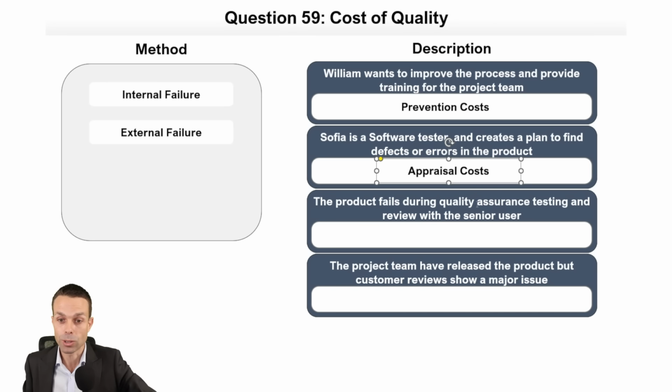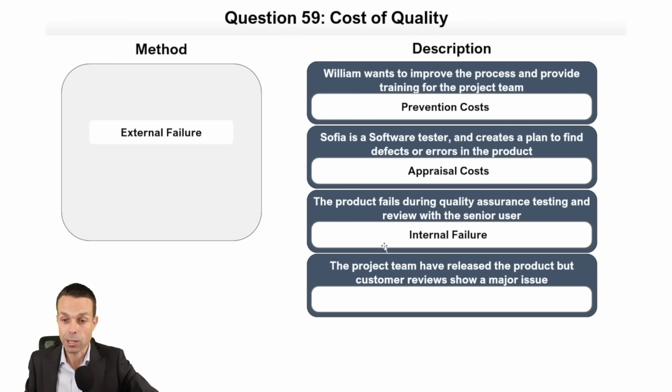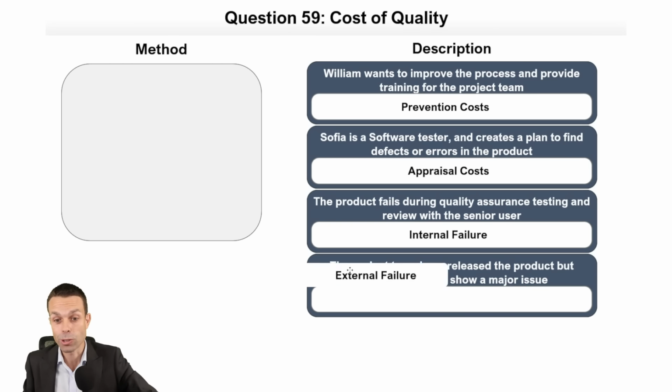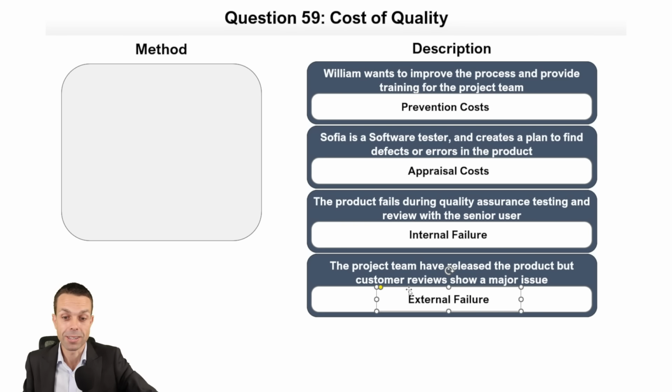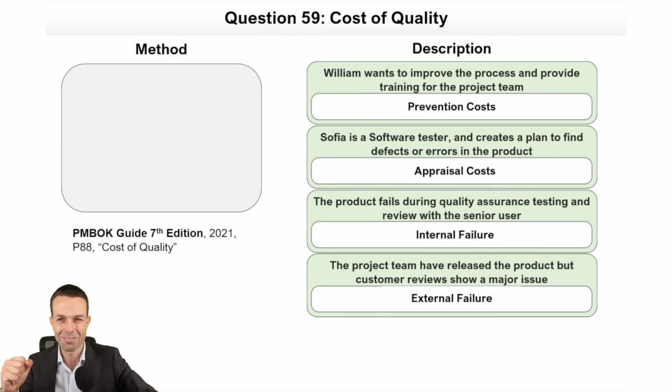The product fails during quality assurance testing and review with the senior user. That is internal failure. It hasn't reached the customer yet, but it has failed. We've found a defect. And lastly, the project team have released the product, but the customer reviews show that there is a major issue. It has reached the customer. It is external to the project team, so it is external failure. And that's our cost of quality. Let's double check. Excellent. We got that one right. Page 88 in the PMBOK Guide, 7th edition, cost of quality, if you want to check that out for yourself.